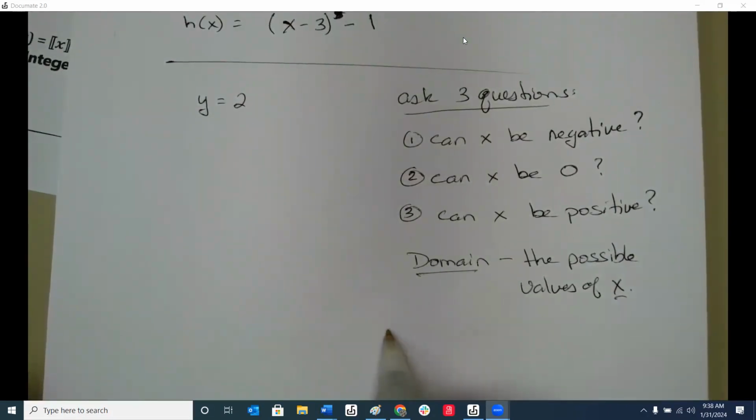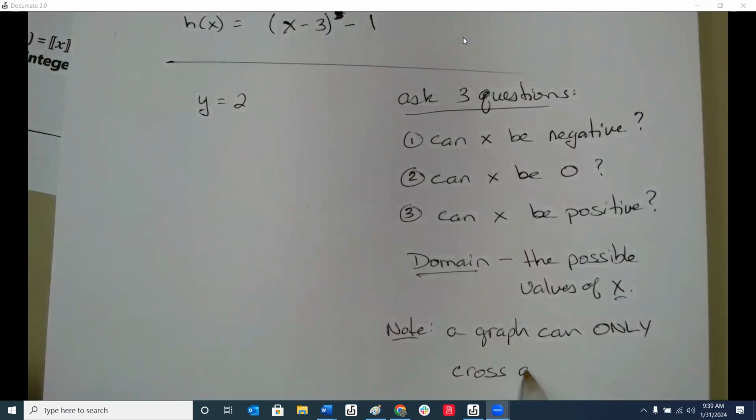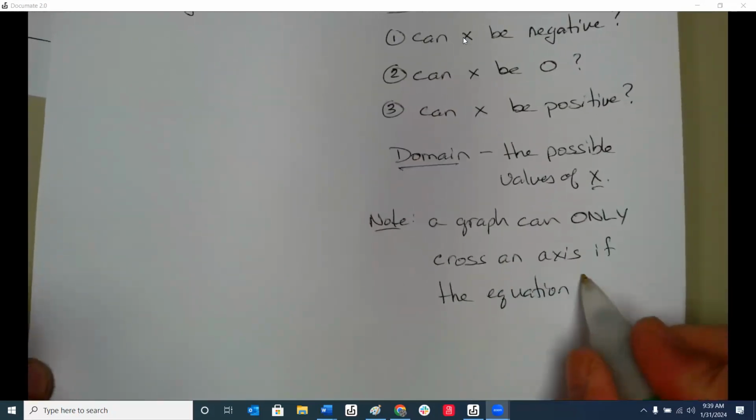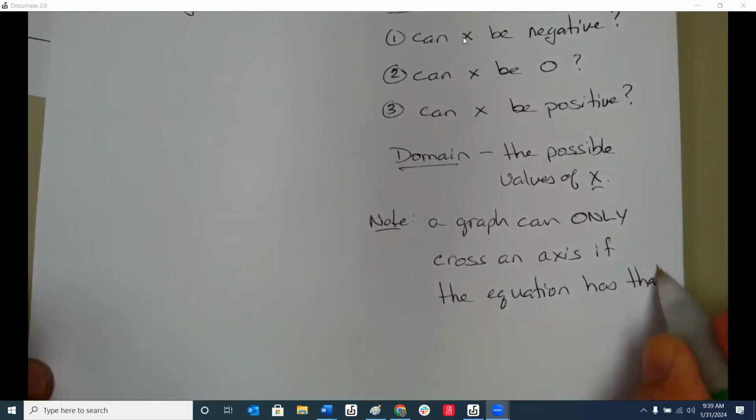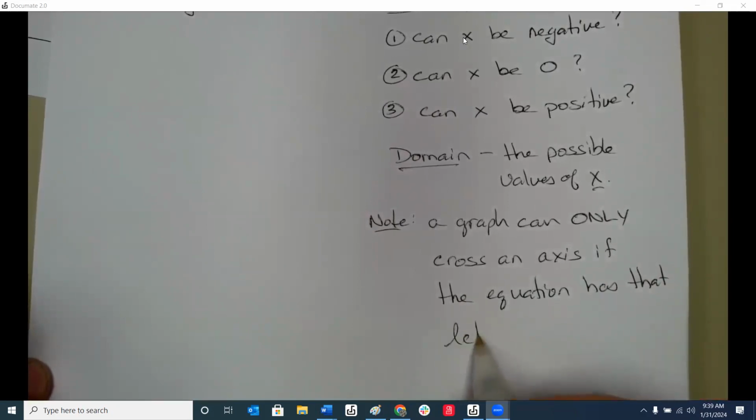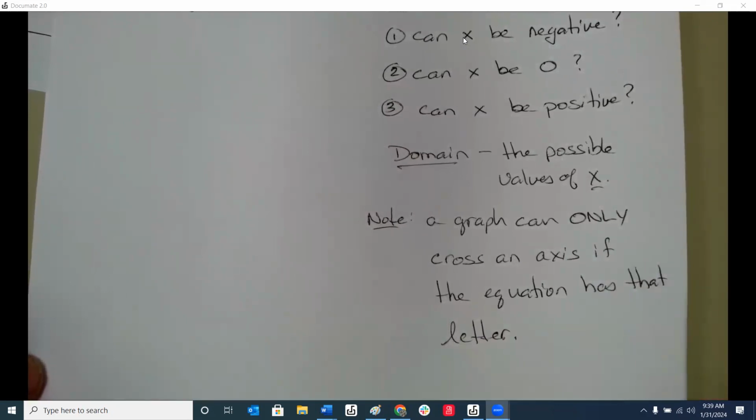There's a note here. Note: a graph can only cross an axis if the equation has that letter. What does that mean? A graph can only cross an axis if the equation has that letter.